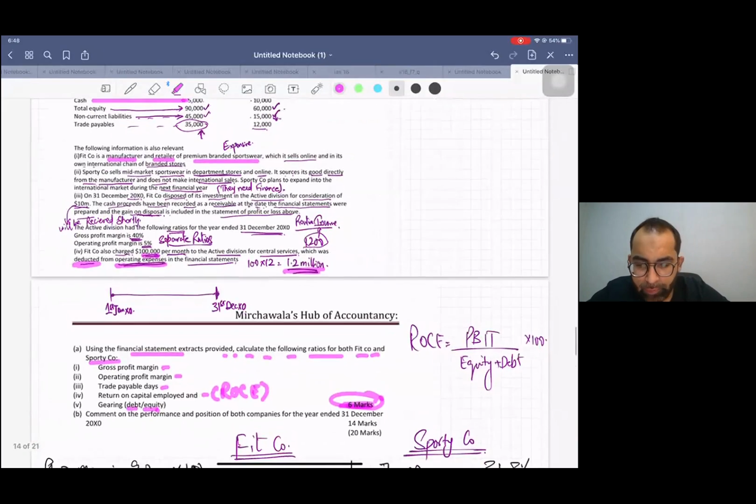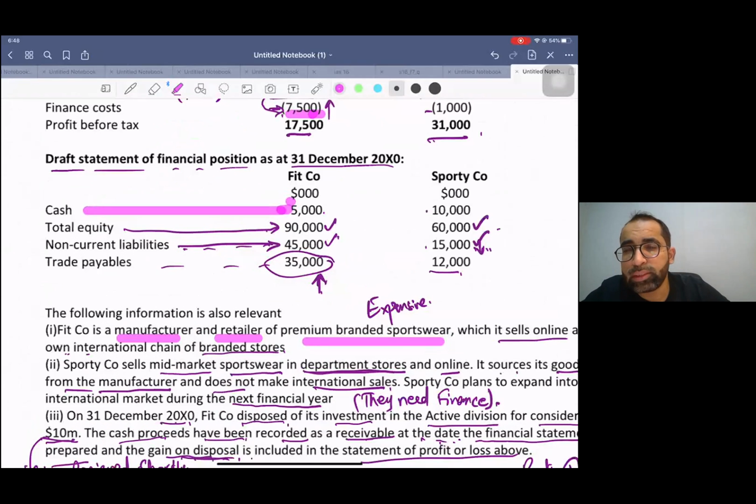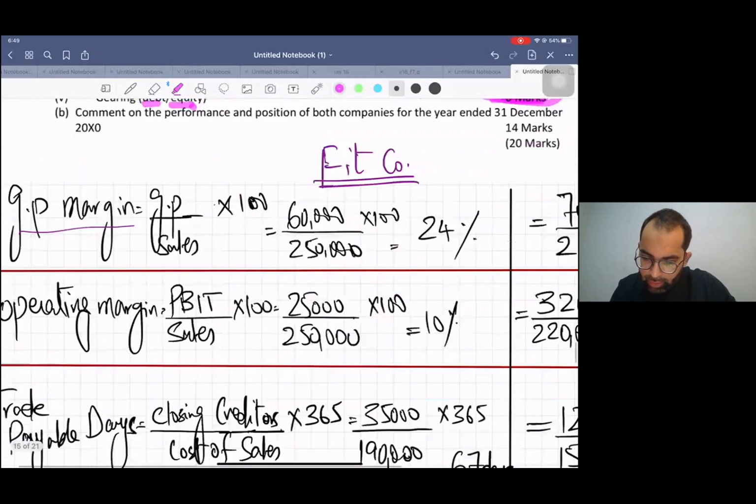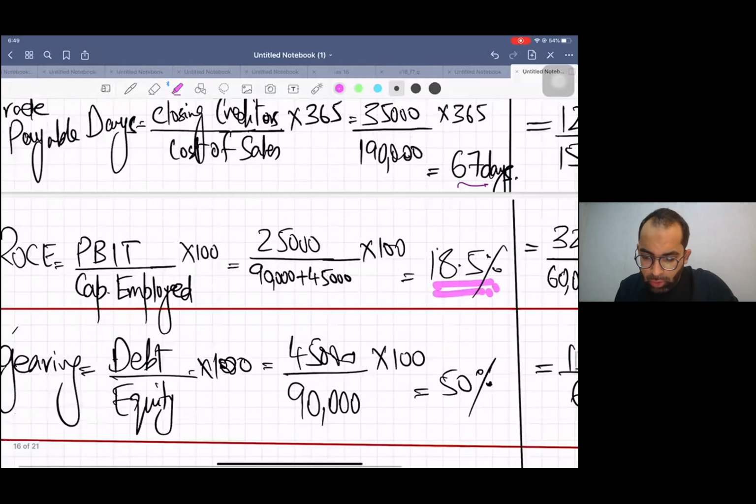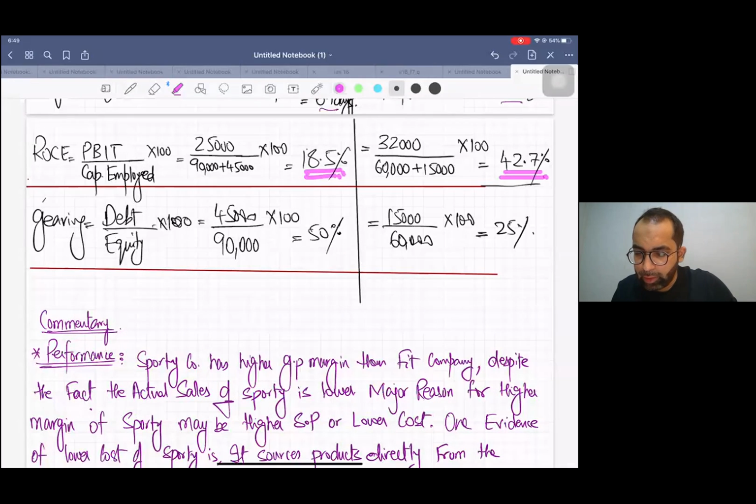Now, the last thing is gearing. In this question, the gearing formula is debt divided by equity into 100. For gearing, we need to calculate the debt equity ratio, that is debt divided by equity into 100. So see this, your loans are 45,000, your equity is 90,000, times 100, 50% gearing. And here you have loans of 15, equity of 60, so 25% gearing, right?